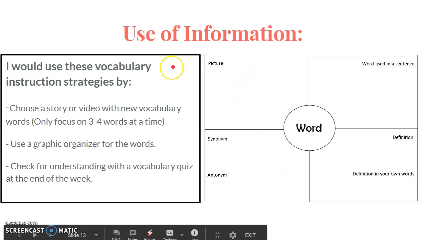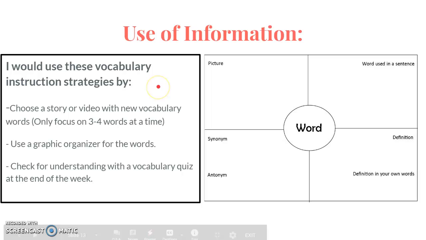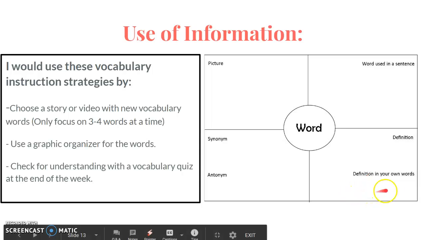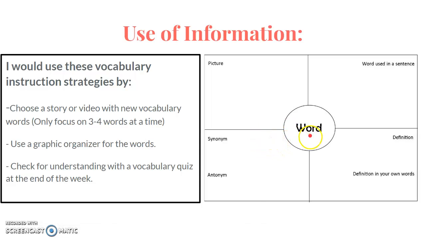For using the information, I would use vocabulary instruction with maybe a vocabulary graphic organizer. For example, this one over here, they could write the word. It has a space for them to draw a picture of the word, write the word in a sentence, write the dictionary definition, as well as a space for their own worded definition, a place for synonyms, and a place for an antonym. This is just a way that they can organize all of their thoughts about the word and ask any questions, and you can really ensure that they do have an understanding of the word.